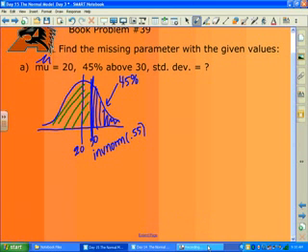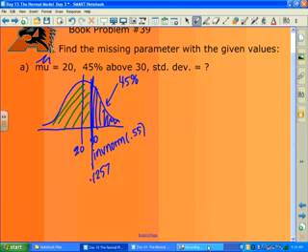So I'm going to do inverse norm of 0.55. Okay, good. So calculate what that is. I'm going to grab my calculator and do that. Okay, so that makes the z-score right here 0.1257. I want you to go to 4 significant digits. Okay, so there's the z-score right there.